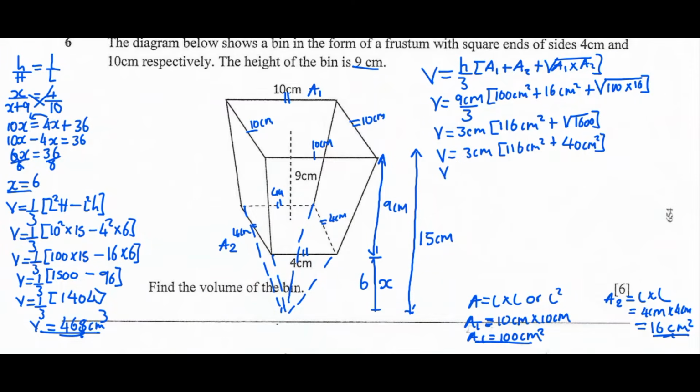Then we can add. So 40 plus 116, I'm getting 156 centimeters squared. Then 156 multiplied by 3, I'm getting 468. Centimeters times centimeters squared, we have centimeters cubed. So we can see that we are getting the same values.